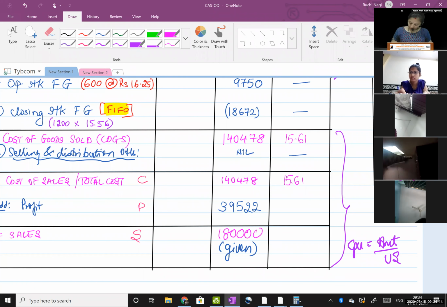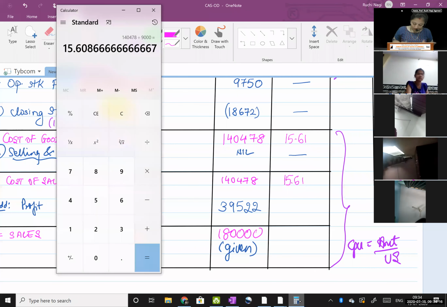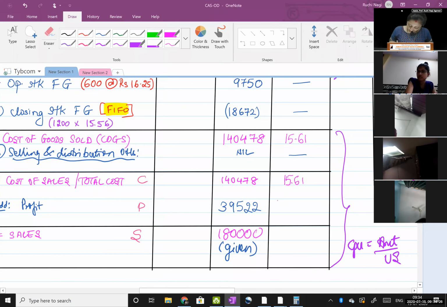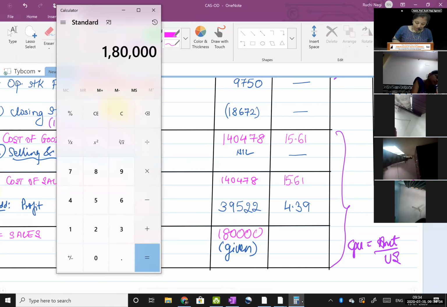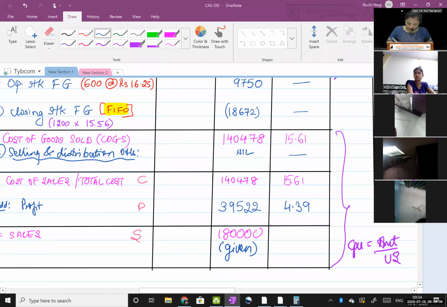Next, profit. So profit divided by units sold. 39,522 divided by 9,000 units sold. 4.39. Okay. Write it here. 4.39. And last, sales per unit: 1,80,000 divided by 9,000 units sold. 20 rupees. So write it here.